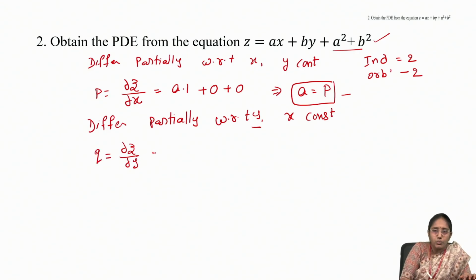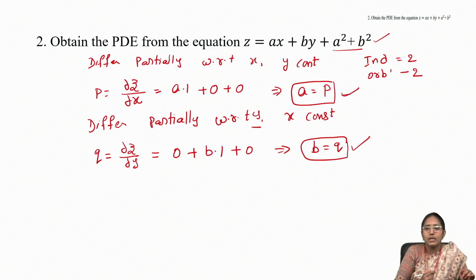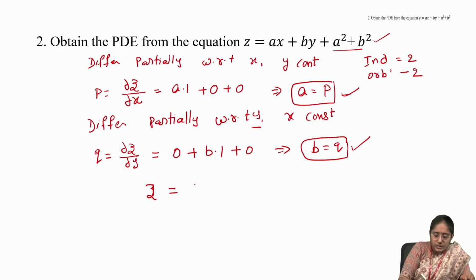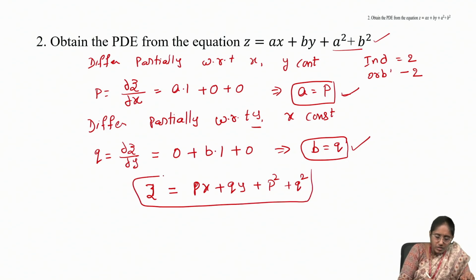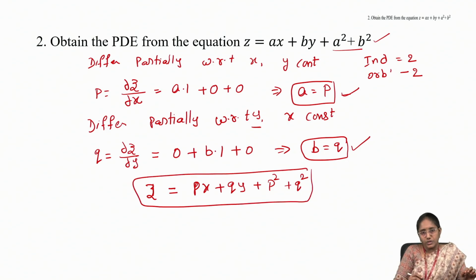q is equal to ∂z/∂y. ax is a constant, so 0, plus b into the derivative of y with respect to y, which is 1, plus 0. Then b is equal to q. Just substitute these a and b values in the given equation, and then we will obtain the partial differential equation. So the required partial differential equation is px plus qy plus p square plus q square. Here this is our required partial differential equation.